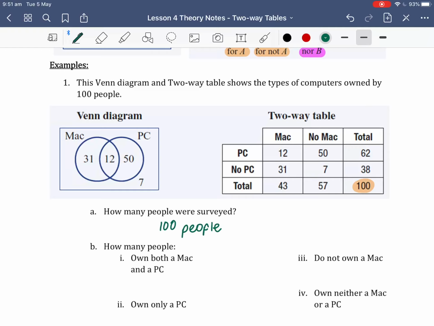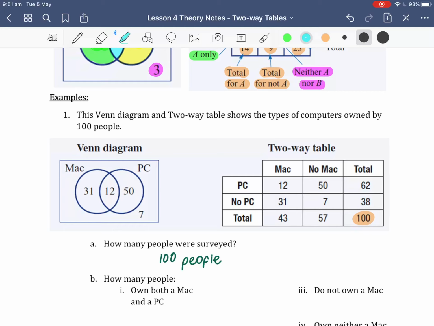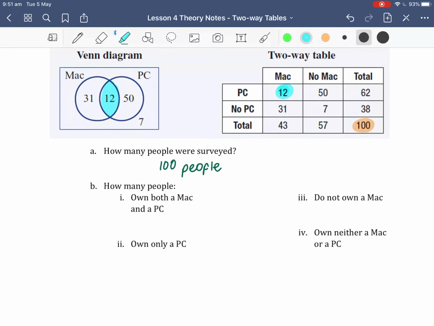Then for part B, we want to know how many people own both a Mac and a PC. When we look at our Venn diagram, it is the overlapping section here of 12. And when we look at our two-way table, it is the row of PC and the column of Mac. So 12 people own both a Mac and a PC.